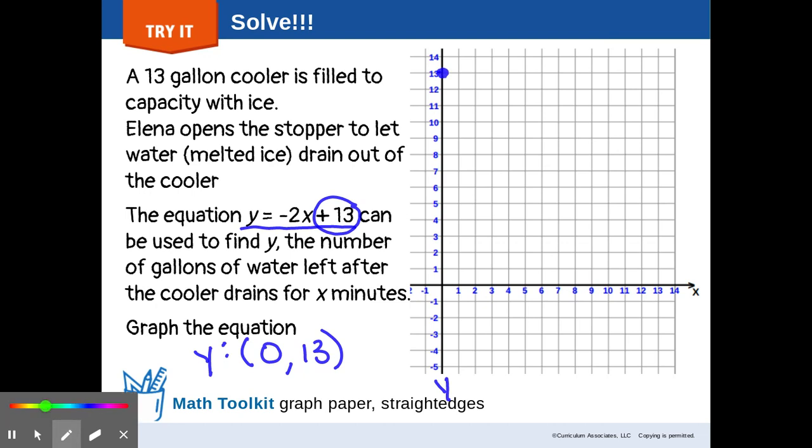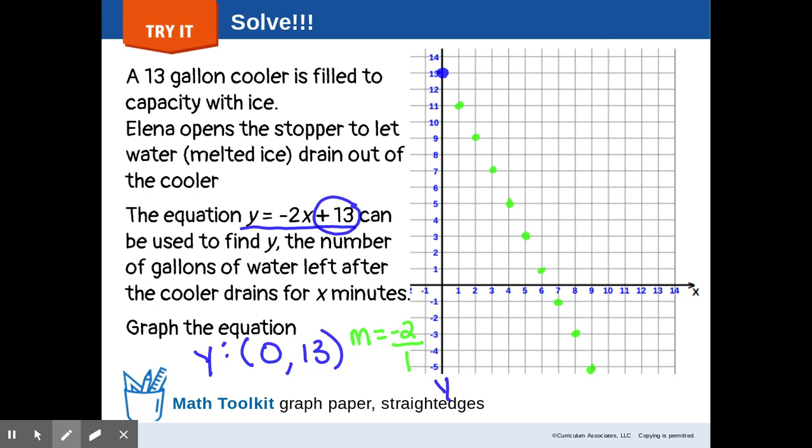Then I have my slope. My slope in this case is -2. So slope again is rise over run. I have -2 over 1 because I need to know how many I'm running. So I go to my y-intercept and I'm going to go down 2, to the right 1. And I just continue that, plotting my points: down 2, right 1, down 2, right 1, and down 2, right 1. I just went until I ran out of room on my graph.